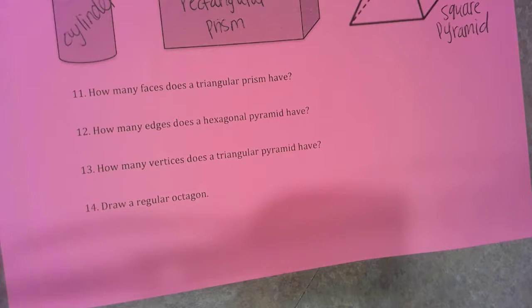For number 11, a triangular prism, of course, is a prism, so it has two bases. So you have two triangular bases on both ends, and then you have faces that go all around. Since you have two bases, that's two faces, and since it's a triangular prism, you have three faces that go all around. So we'll do 2 plus 3 gives us 5, and you can always Google a picture of a triangular prism if you're confused about what it looks like.